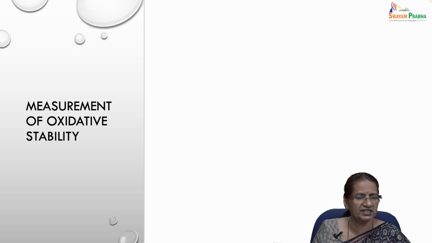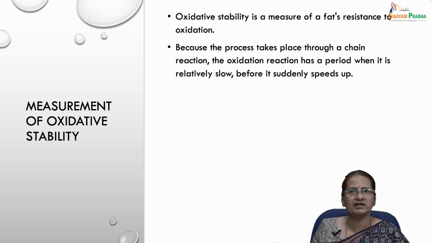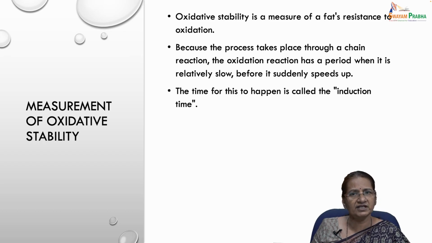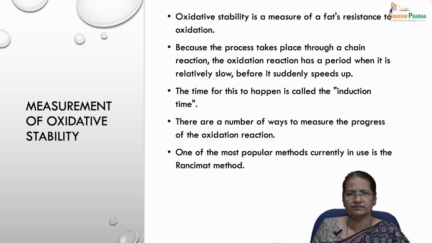Now, measurement of oxidative stability. Oxidative stability is a measure of a fat's resistance to oxidation. Because the process takes place through a chain reaction, the oxidation reaction has a period when it is relatively slow before it suddenly speeds up. The time for this to happen is called the induction time. There are a number of ways to measure the progress of the oxidation reaction. One of the most popular methods currently in use is the Rancidity method.